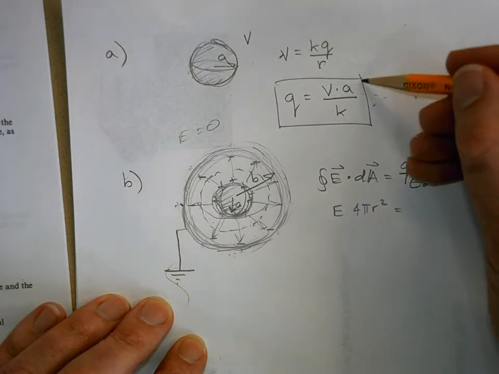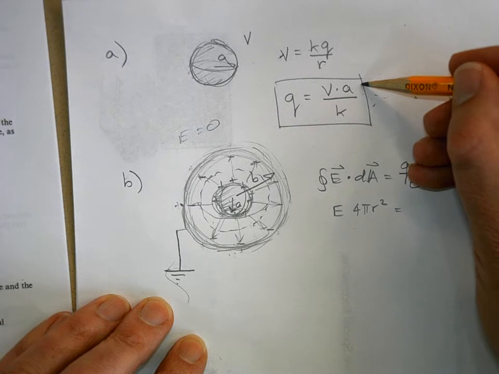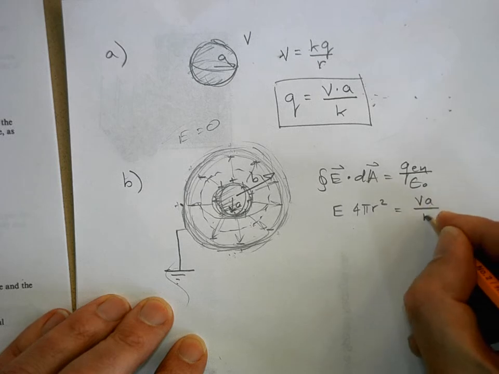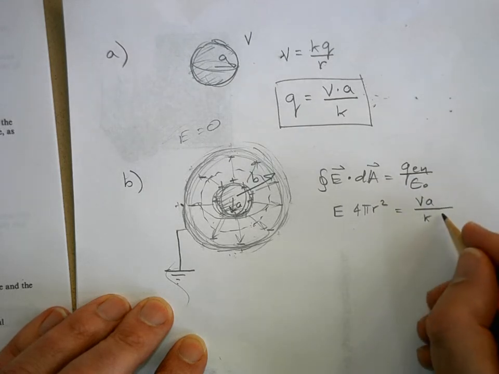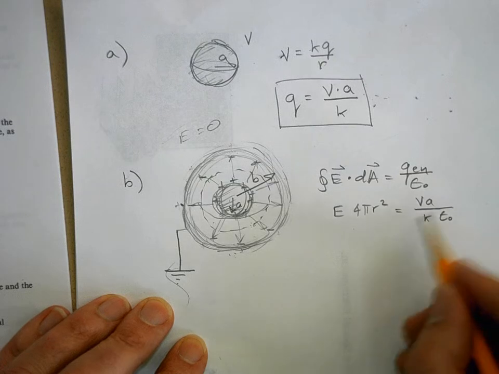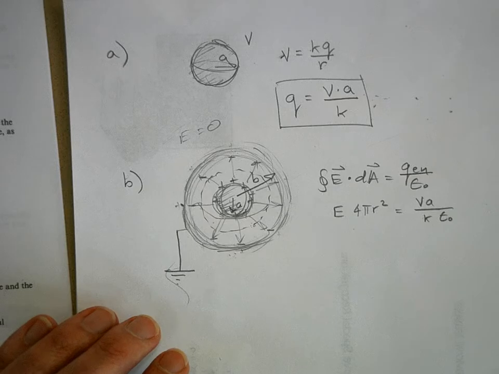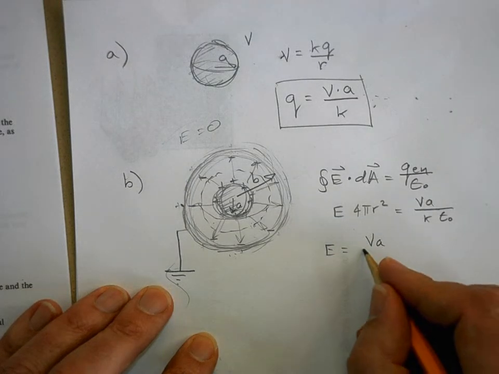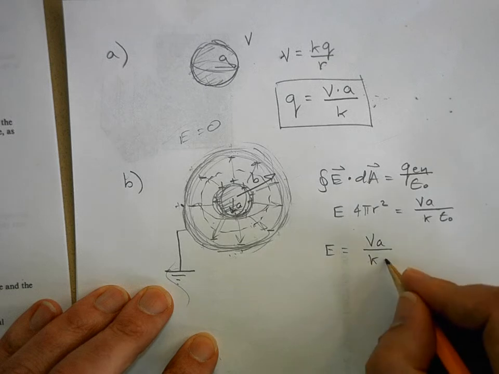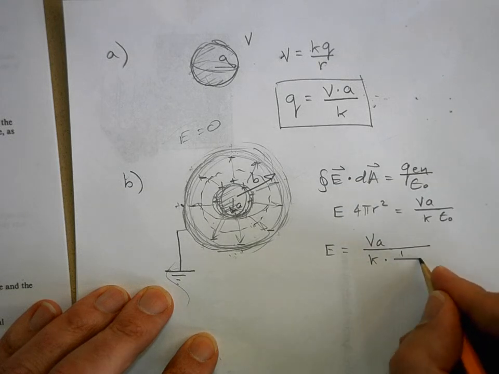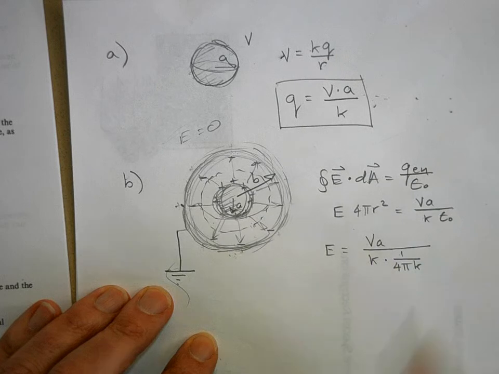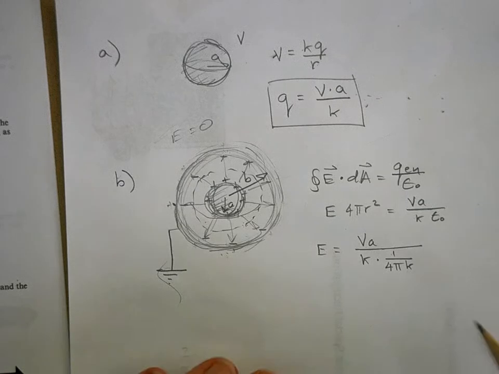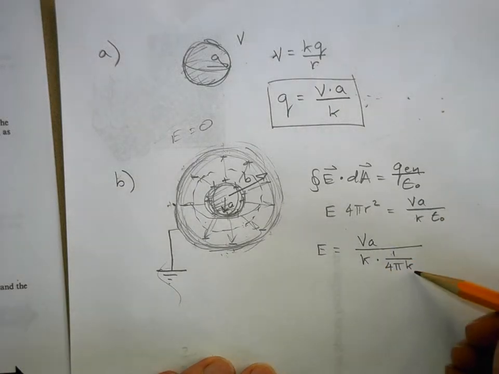And so I could use this charge up here, which is V times A over K, and this is going to be over epsilon naught. Now, I could probably clear that up a little bit. And so E is equal to VA over K. And what is epsilon naught? It's 1 over 4 pi K. And so this is 1 over 4 pi epsilon naught.